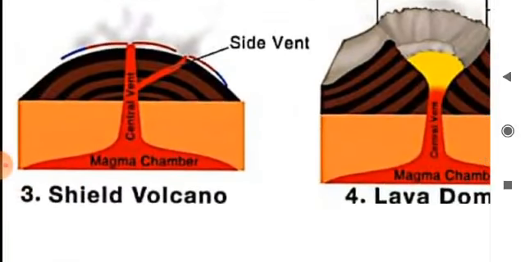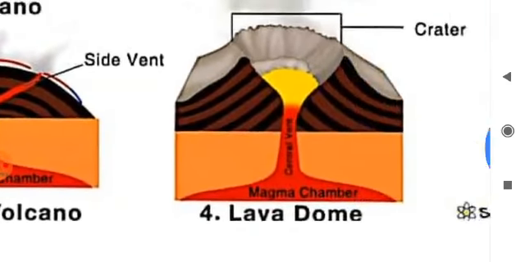Number 3, shield volcano. Shield volcanoes are composed almost exclusively of basaltic type of lava that is very fluid when erupted. For this reason, these volcanoes are not steep. Lava dome. It is formed when viscous lava solidifies quickly and forms a steep-sided cone. Lava solidifies in the spine. Look at the diagram.